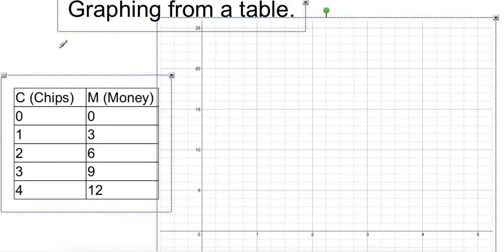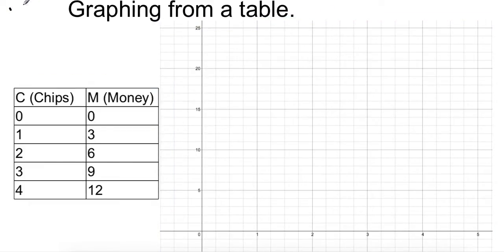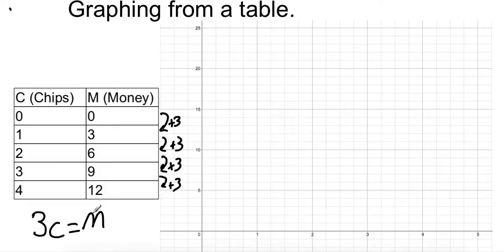Now, I want to talk about something that a couple people had difficulties with yesterday, and that was the graphing portion of the equations, of the tables from yesterday. So in this example, we're still using the same table, and we can still see that our rate of change is plus 3 each time. And again, last time our equation was 3c equals m.